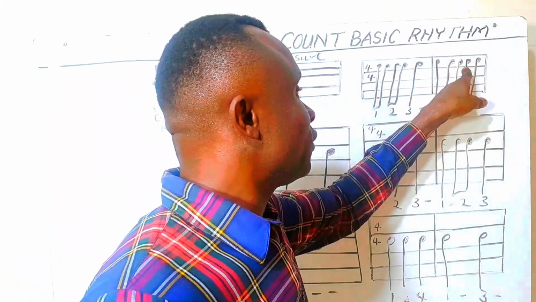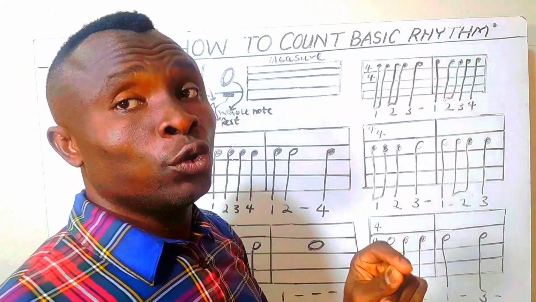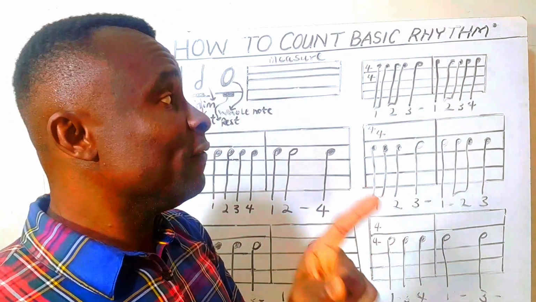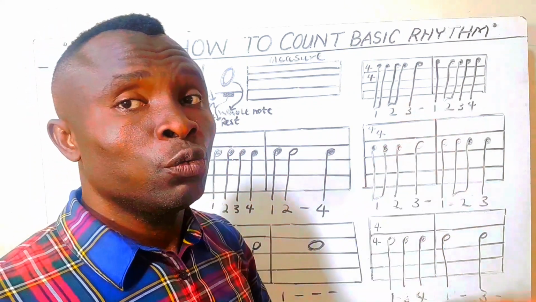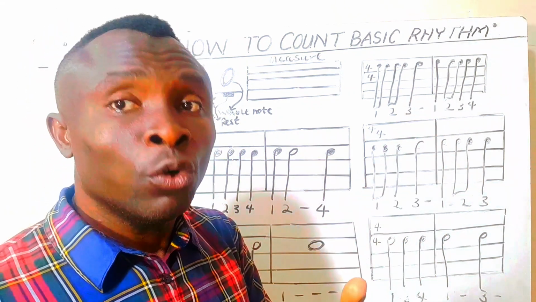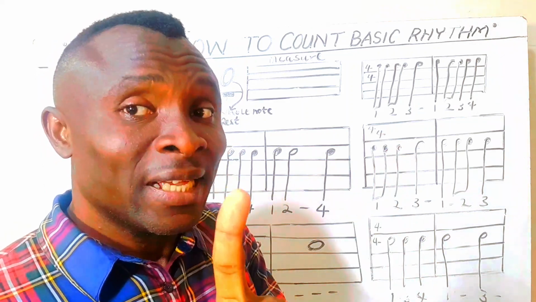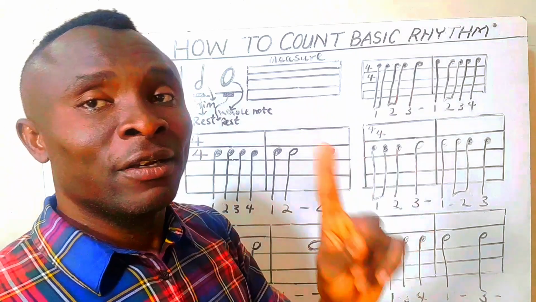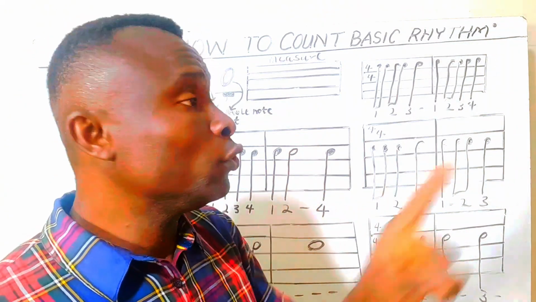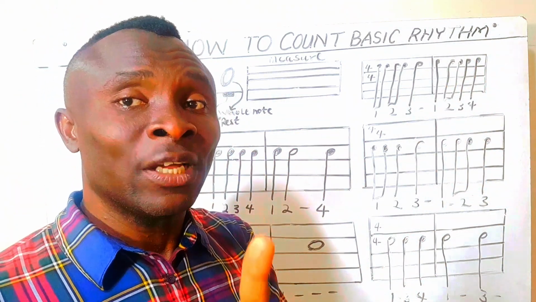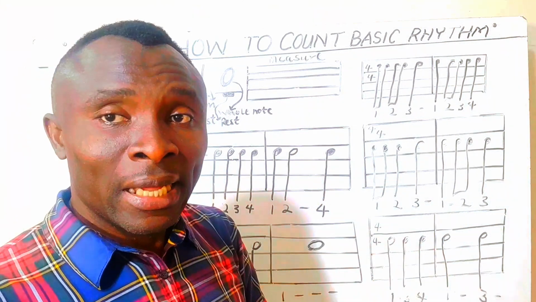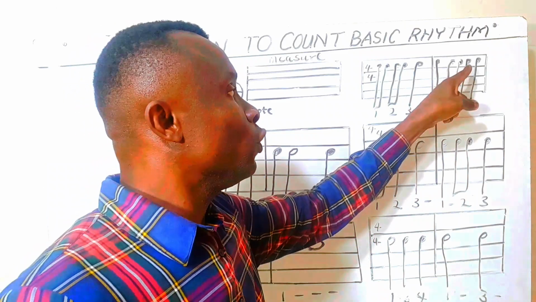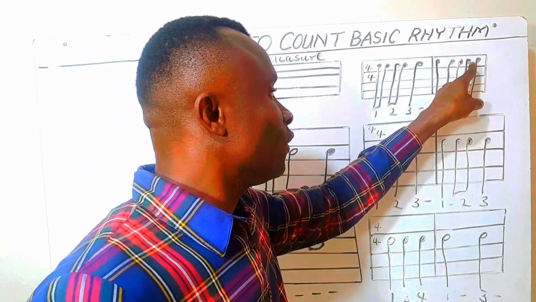Which means the first note, which is a crotchet, is having the value of 1 beat. Then the second note, which are 2 quavers, are having the value of 1 beat as well. That means they'll be pronounced as 1. Then followed by another crotchet, which is 1 beat, and another crotchet, which is another 1 beat. So everything altogether is 4 beats. So let me count it again. 1, 2, 3, 4.